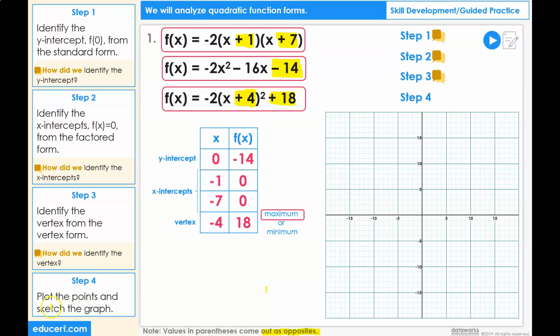Step 4. Plot the points and sketch the graph. We have four ordered pairs that can help show us how the bend of this parabola will look. We can plot these ordered pairs starting with 0, -14. We have one x-intercept at -7 and -1, and our vertex at -4, +18. And we know that that is the main bending point of our parabola, so we can sketch the parabola using these 4 points.